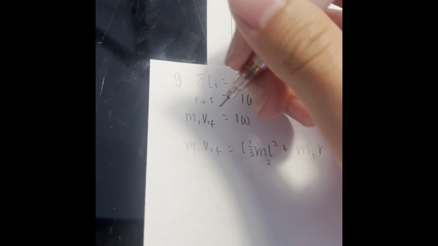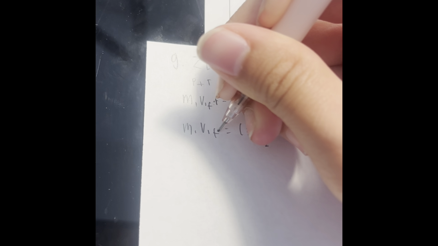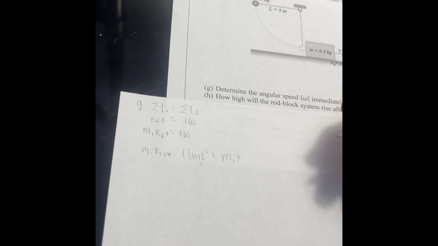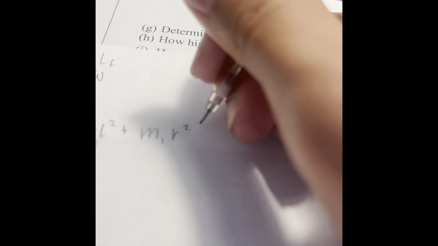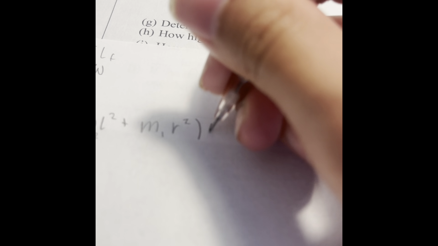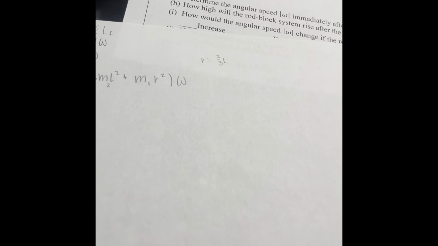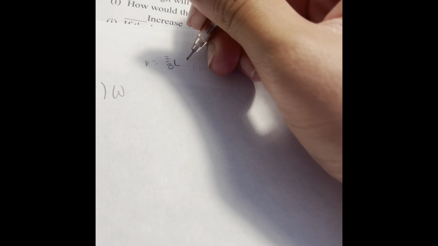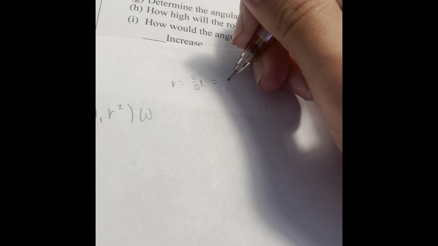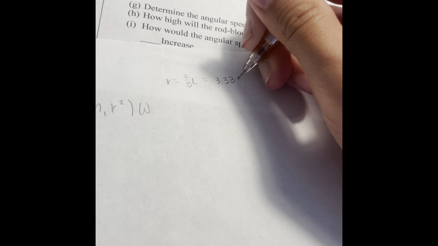Okay, so it's m1 v1f times r, which is equal to I omega, times r squared times omega. So I'm trying to solve for omega, and r is just 2/3 times L, so 2/3 L. And then I'm just going to solve for that. L is 5, so that is about 3.33 meters.